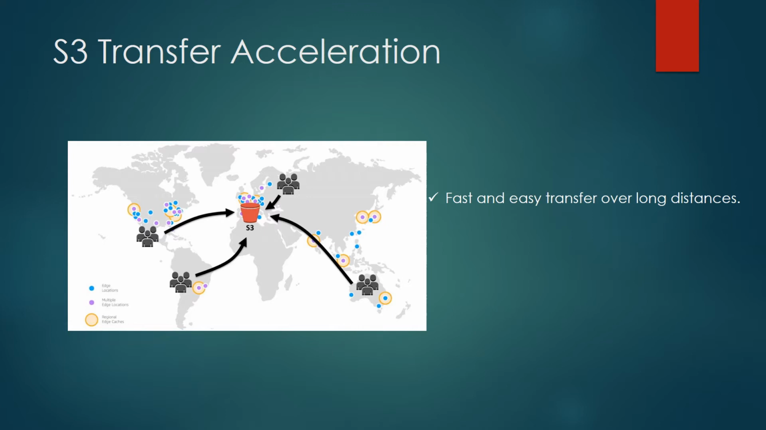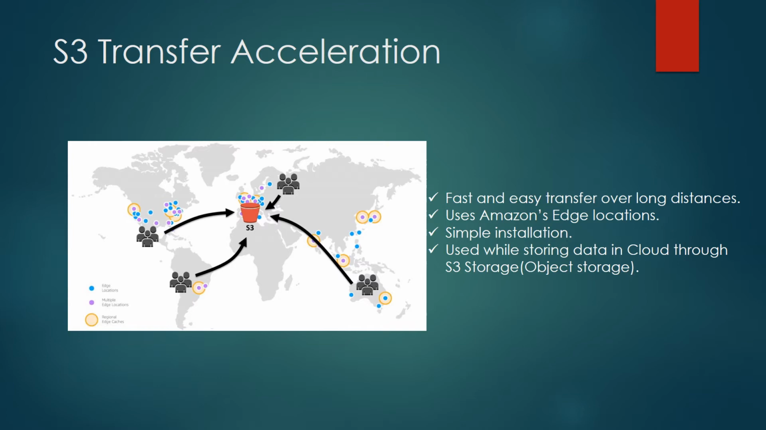It takes advantage of Amazon's globally distributed edge locations. Once the data arrives at an edge location, it is then routed to Amazon S3 over an optimized network path. The installation is quite simple, as all we have to do is enable the transfer acceleration on an existing S3 bucket. This is a great choice if you are using Amazon S3 for data storage.